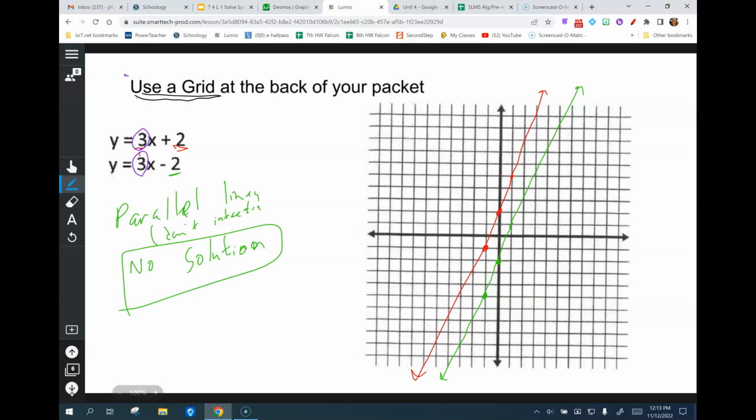And that's going to be really helpful to know. If I have the same slope, my lines are parallel. Okay? Good.